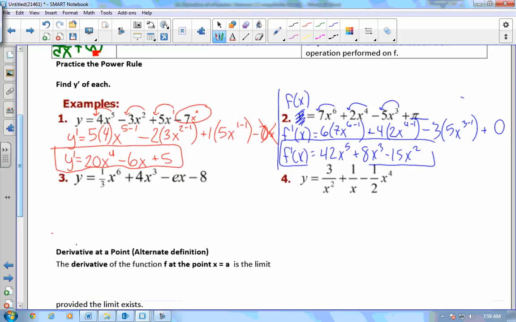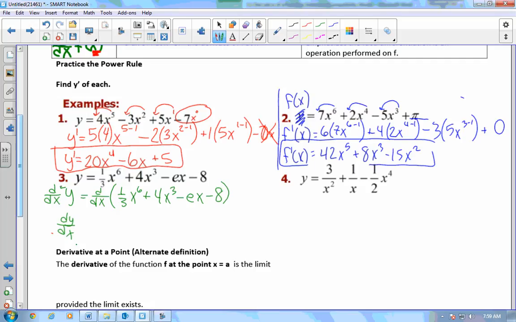Okay, if we're going to take the derivative of y, I'm going to write d dx of y, and then I'm going to be taking the derivative of this guy. This is the notation that when we get to implicit differentiation, you'll need to know. The derivative of y is just dy dx, right? And that y just kind of scoots into the fraction.